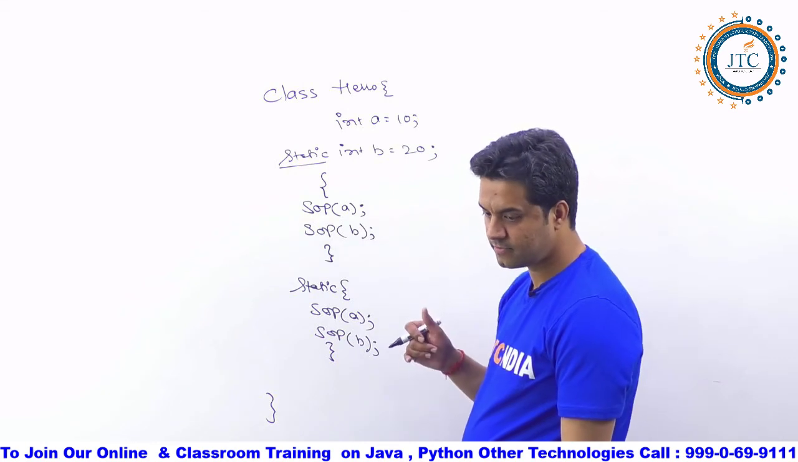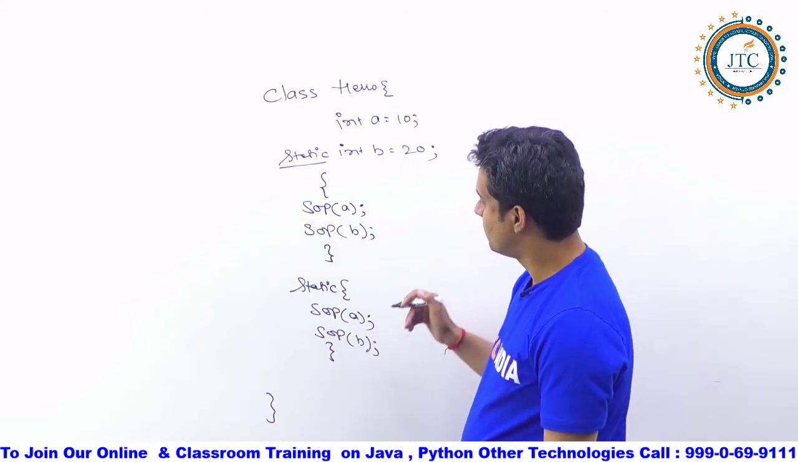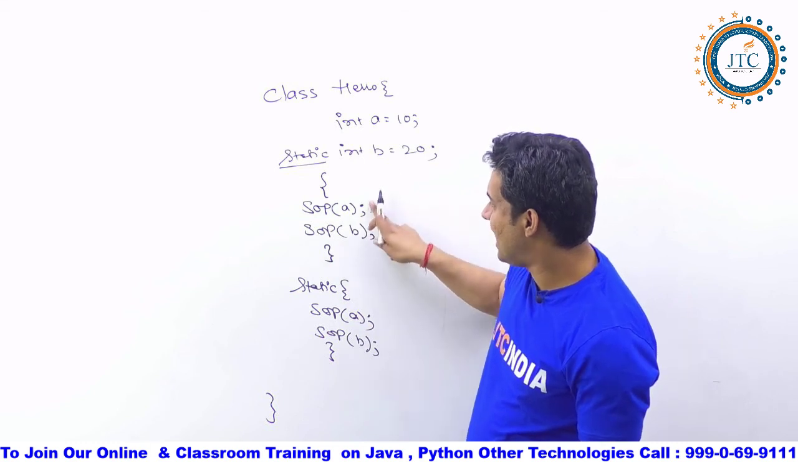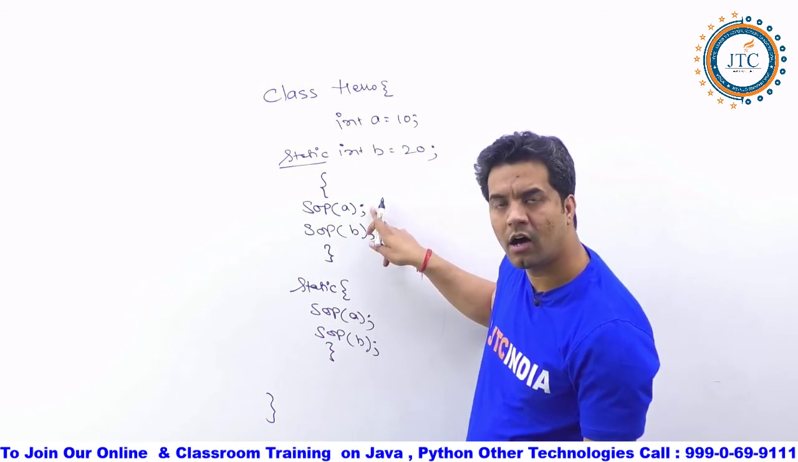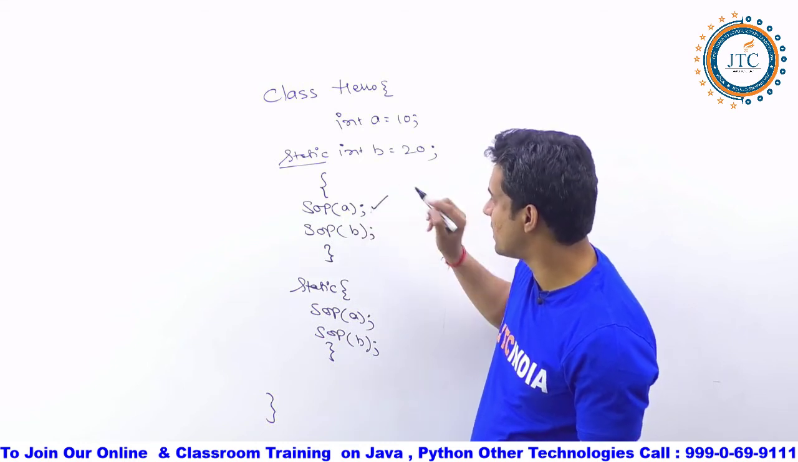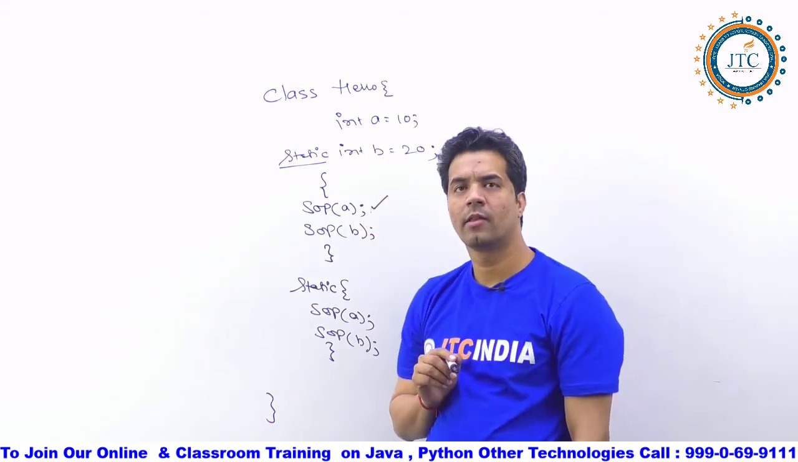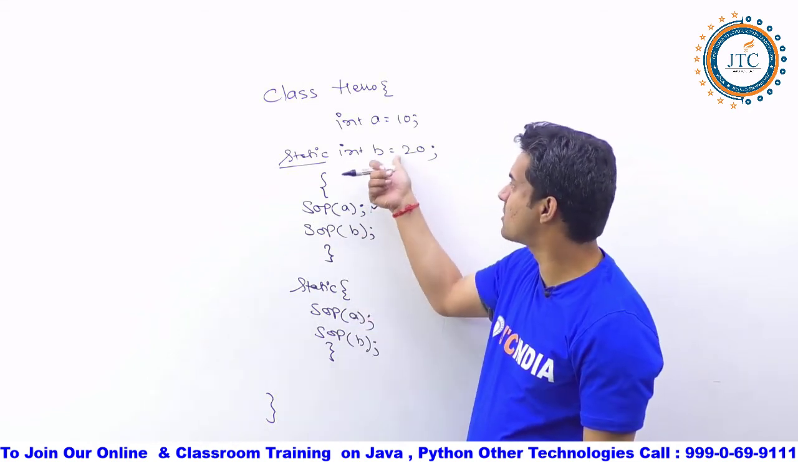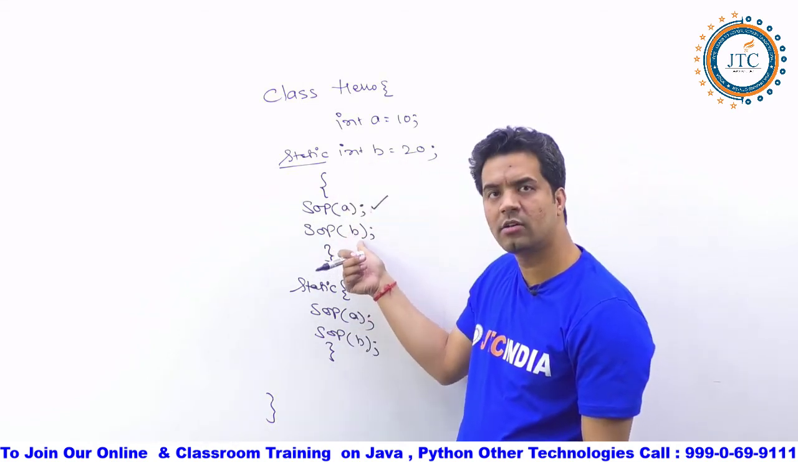Okay. What is it now? See, can we access this a here or not? Can we access it or not? Yes, we can access it. Can we access b, which is a static variable? So can we access this static variable inside the instance block?